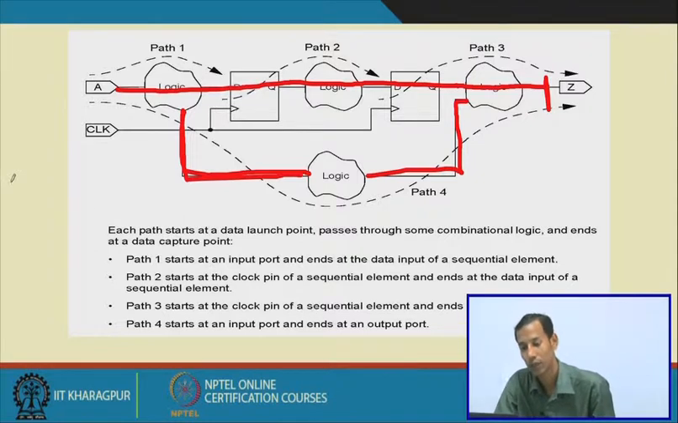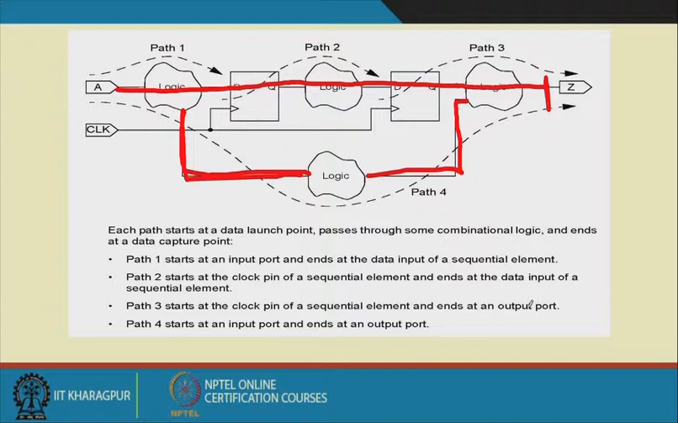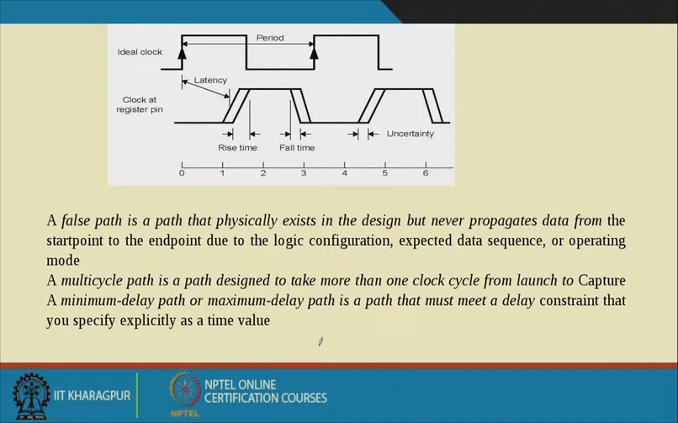So, here if you see, each path starts at a data launch point, passes through some combinational logic and ends at a data capture point. Path 1 starts at an input port and ends at the data input of a sequential element. Path 2 starts at the clock pin of the sequential element and ends at the data input of the sequential element. Path 3 starts at the clock pin of a sequential element and ends at the output port. Path 4 starts at the input port and ends at the output port, right.